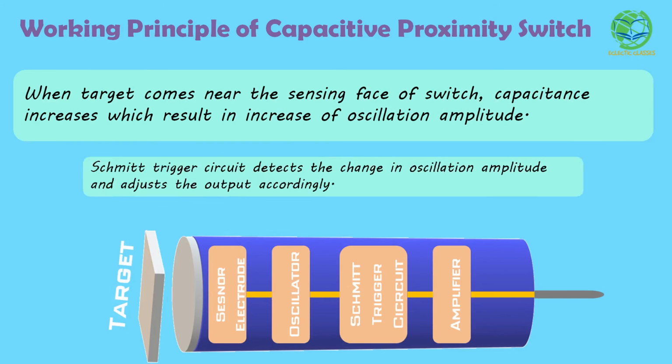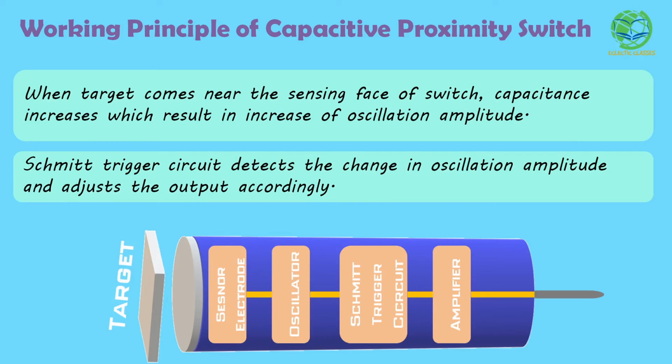When a target comes near the sensing surface of the switch, capacitance increases and this increase in sensed capacitance results in higher oscillation amplitude. When the target moves away from the sensor face, the capacitance decreases and so does the oscillation amplitude. This change in the oscillation amplitude is sensed by the Schmitt trigger circuit, resulting in an on or off signal at the output through the output amplifier, based on measured oscillation amplitude above or below a preset trigger point.